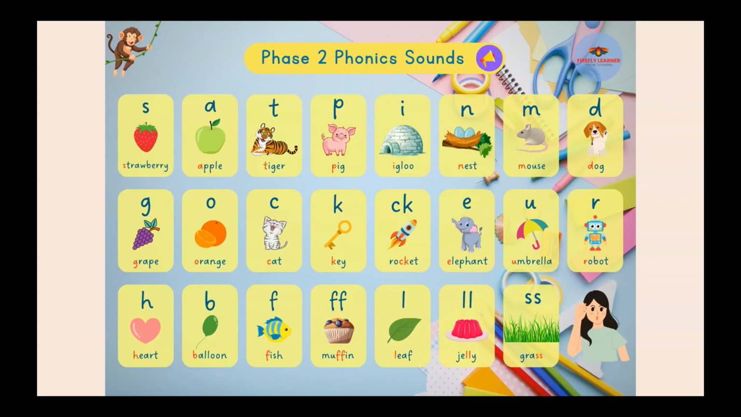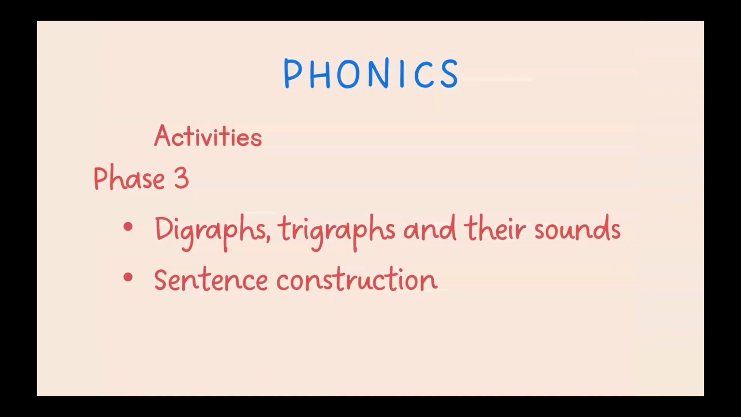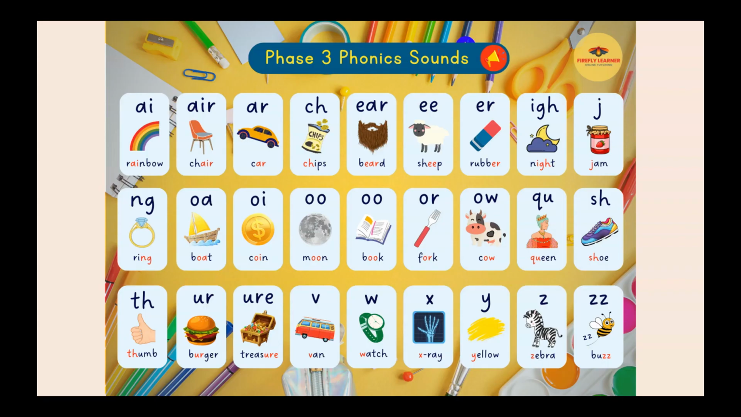After they have got confident with these sounds in phase 2, you can move them onto phase 3. This is where they basically learn digraphs, which is 2 letters that make one sound, or trigraphs, 3 letters that make one sound, and their corresponding sounds. At this point, you can also start teaching them how to construct sentences. So lots of story reading or telling stories and getting them to write sentences down, think of a sentence and then write it down as best they can using what they've learned so far in phonics.